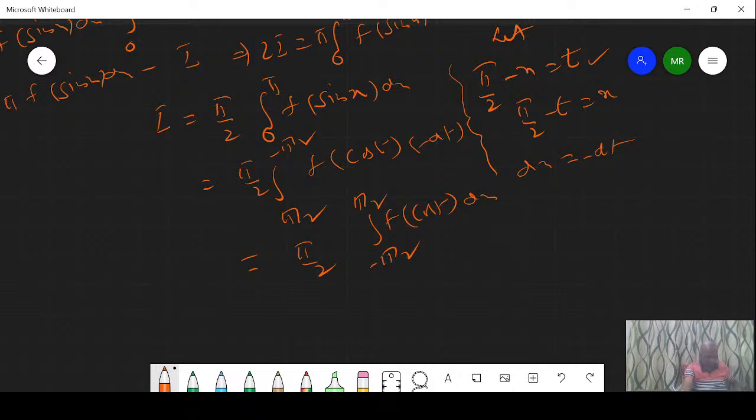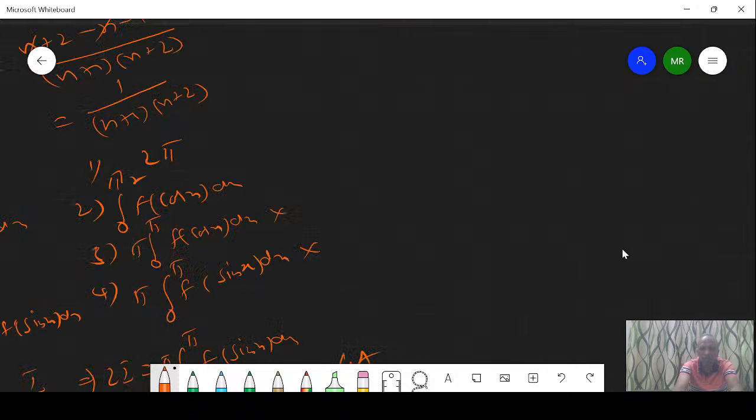Right. See that now, f of cos t dt, from minus a to a. What about this function, can I consider that function? If we consider this one, you can see the options, go through the options that are given.